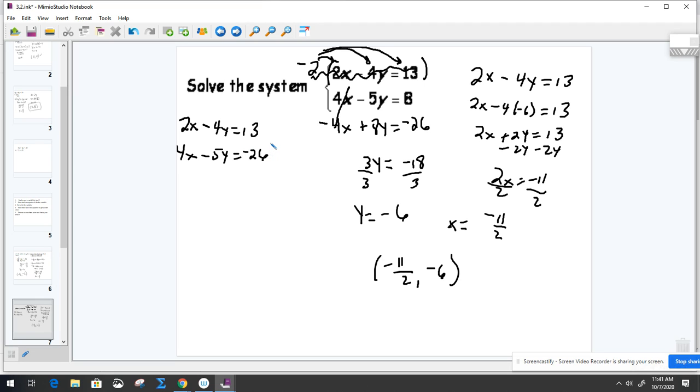If I say that I want to cancel the x's, but I don't recognize that I can multiply the top equation by negative 2, I can always multiply them by the other's coefficient. I can multiply this top equation here by 4, and this bottom equation by 2. Where did I get 4 and 2 from? Because they're the opposite coefficients of the variable I want to cancel.